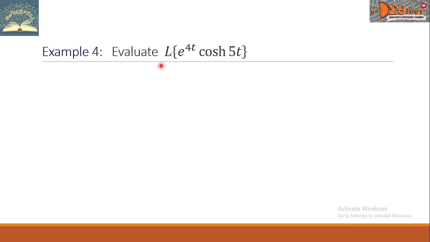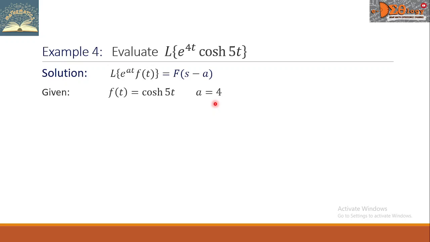Example 4, evaluate Laplace transform of e raised to 4t times cosine h of 5t. This problem is of this form, then we collect the corresponding values. The f of t is equal to the cosine h of 5t, and the a is equal to 4. In the final answer, it must be a function capital F with respect to s minus a.